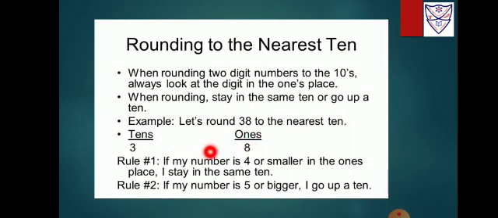Hence the answer is 40. So here we follow the rule that if my number in the ones place is 4 or smaller, then I stay the same. And if my number is 5 or bigger, I go up to the next ten, which means I will add 1 in the tens place value.